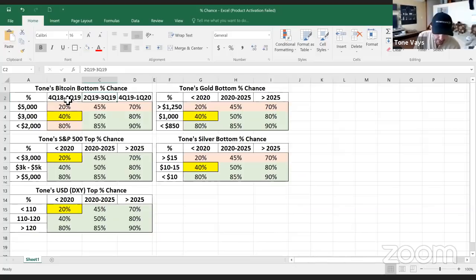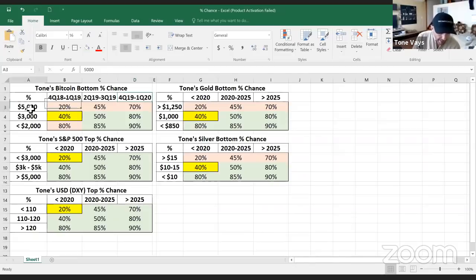Those are my time targets. The earliest I expected the bear market to end was going to be at the end of 2018, early 2019. Then the middle of 2019, and then finally at the end of 2019, going into the 2020 halving. That was going to be my latest time for the bottom in the price of Bitcoin.